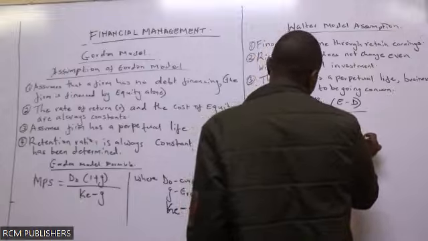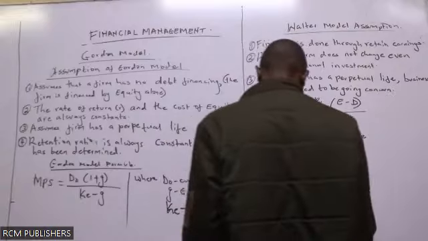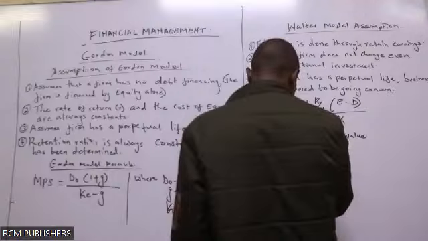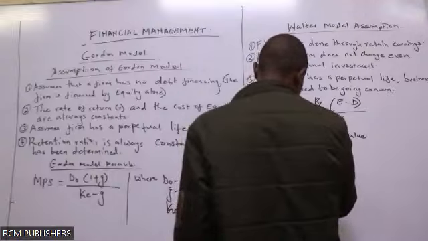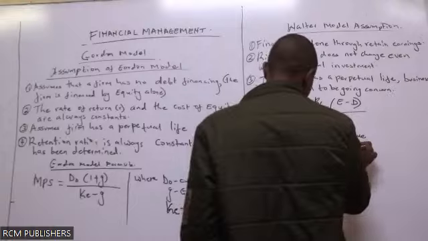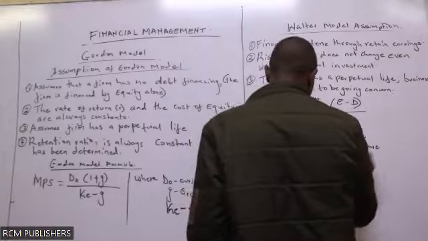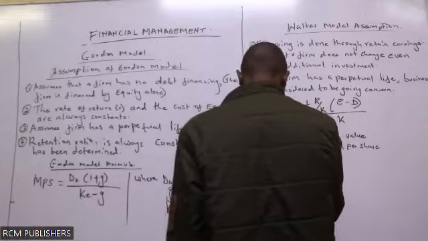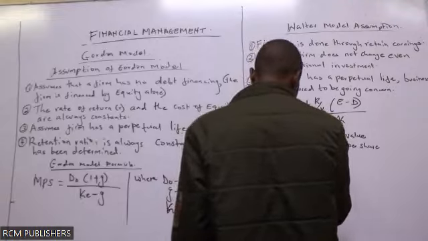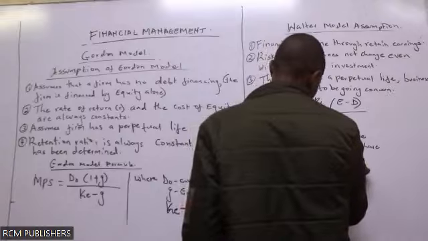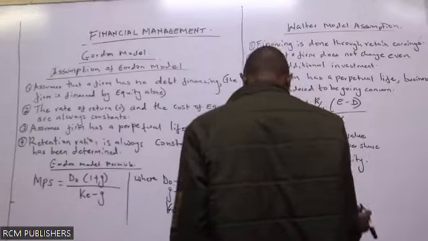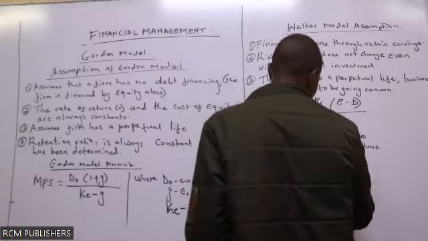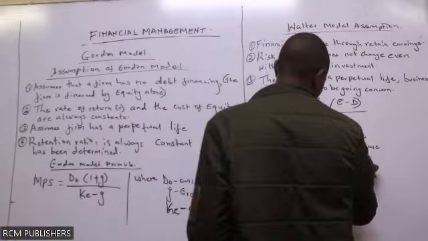What about D? D is the dividend per share. Then we have K. K can be cost of equity or cost of capital, no problem. Just use the word capital here. Cost of capital.